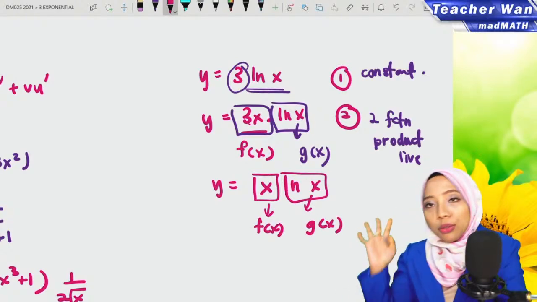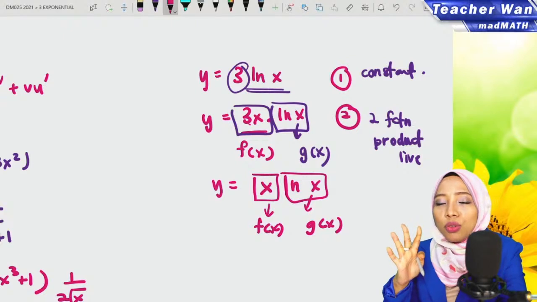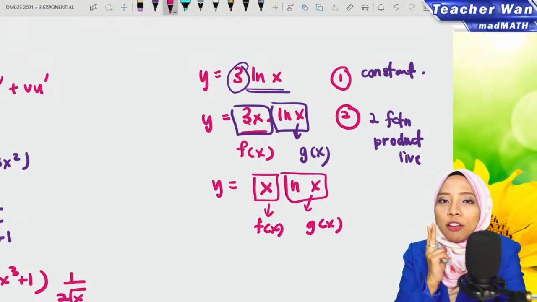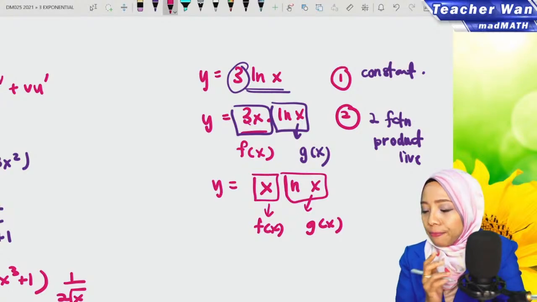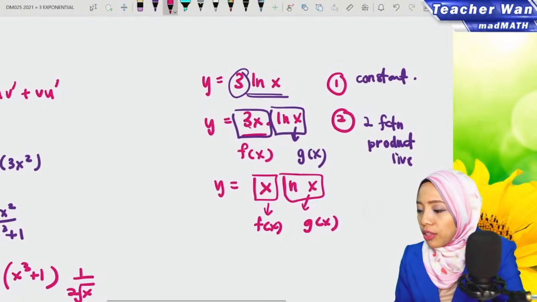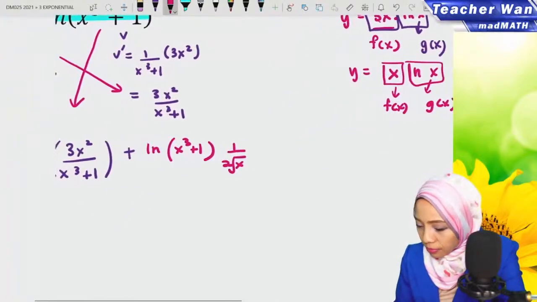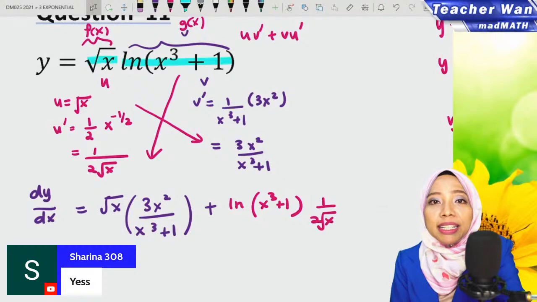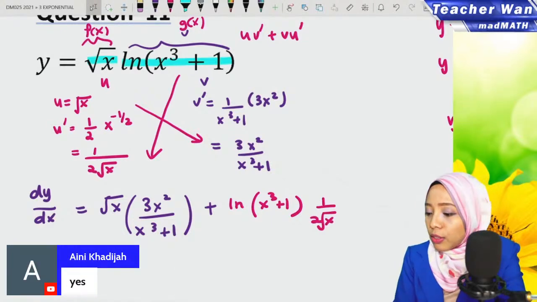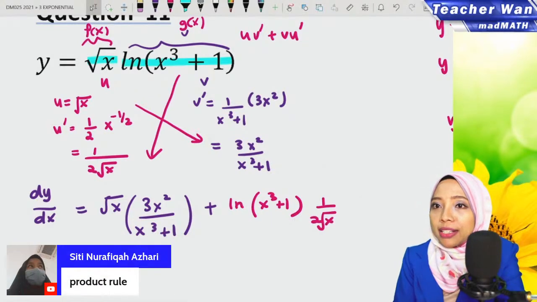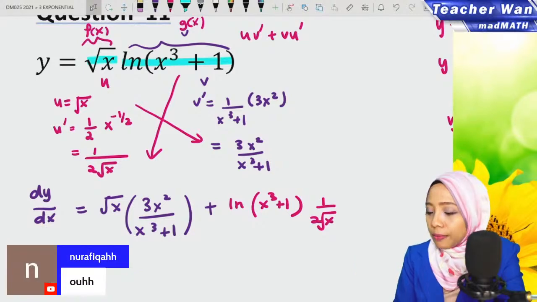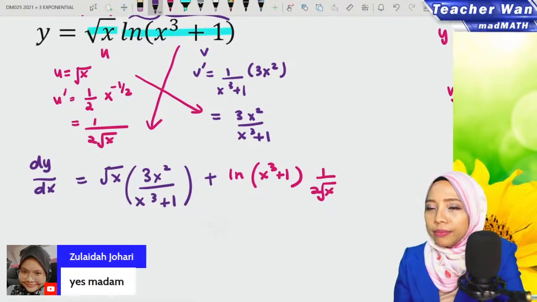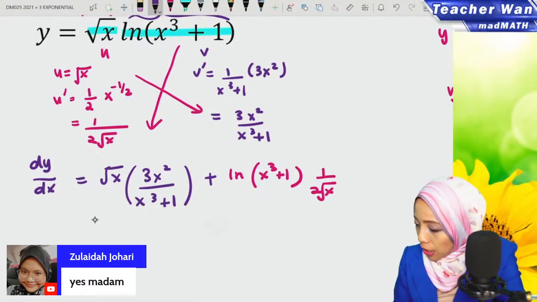So clear in mind: if the question consists of two functions, you have to use either product rule or quotient rule. Good to ask such a question. It looks simple, but there is still some confusion, but it's good that you ask now. Alright, can I continue? Okay, proceed.